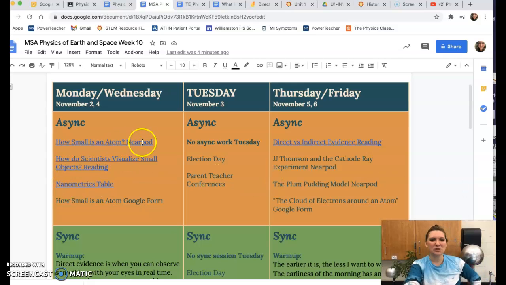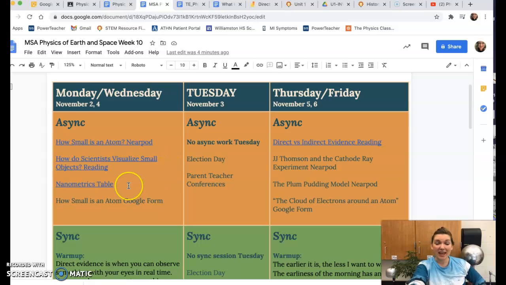So to start off, you're going to do the how small is an atom Nearpod. Then you're going to do the how do scientists visualize small objects reading, because atoms are too small to see with our eyes, even with a microscope. So you're going to learn what scientists do to get a feel for where and what atoms are.